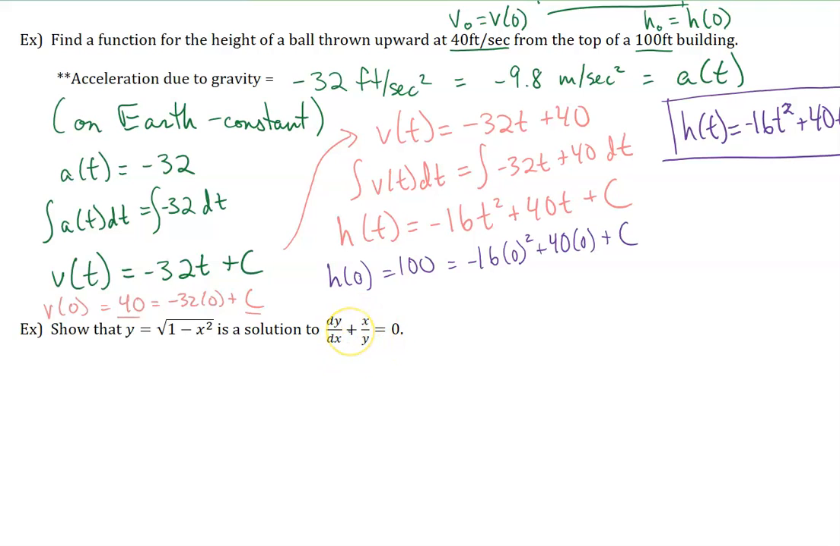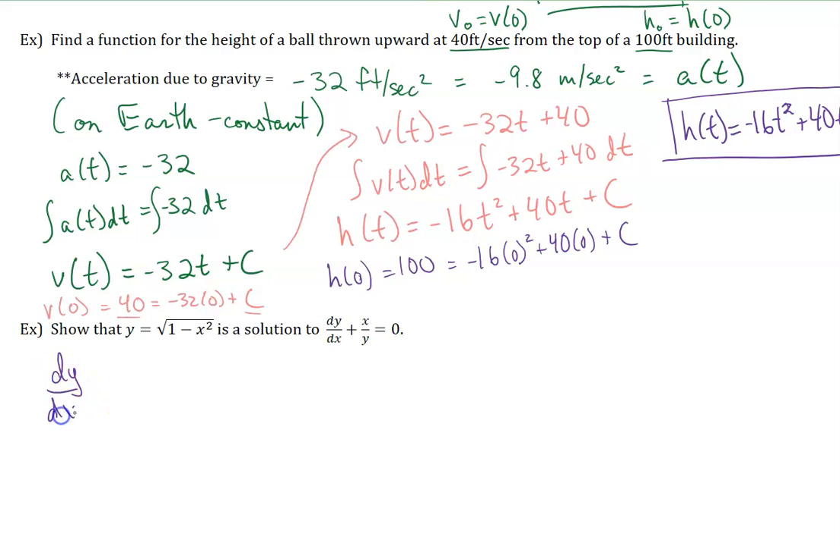Whether or not I could solve this right now doesn't really matter because I already know my function. I just want to know, is this a solution to this? In other words, does this satisfy this equation? So let's look at this equation in terms of this function. This says that dy over dx, or in other words, the derivative with respect to x, plus x over y is equal to 0. So what is dy over dx?